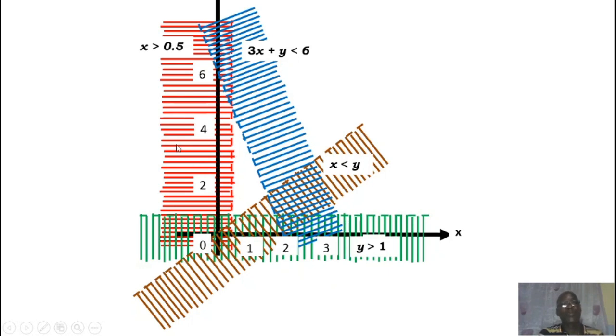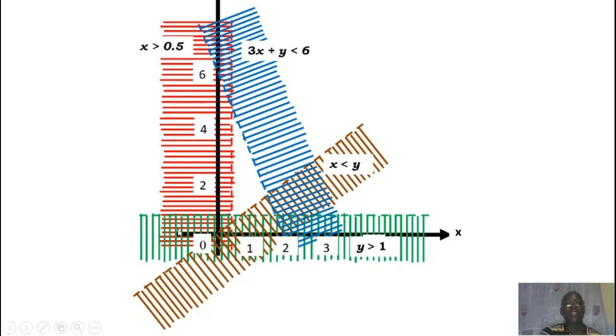The red one, x is greater than 0.5. 0.5 is between 0 and 1. At the center of 0 and 1 is 0.5. That's where we position it. Instead of shading greater than, we are shading less than as the opposite of what is given. That is what is actually called outside boundary shading.